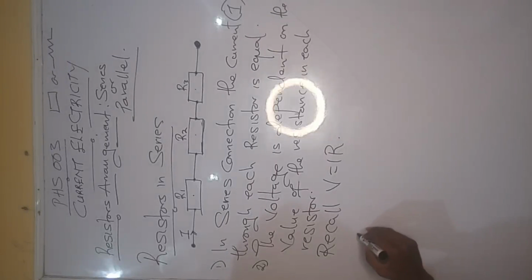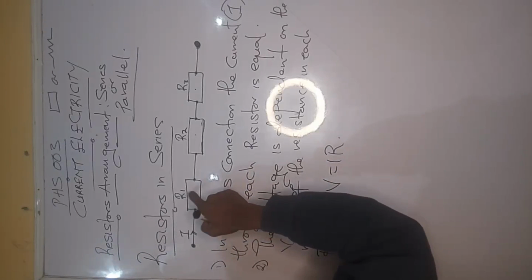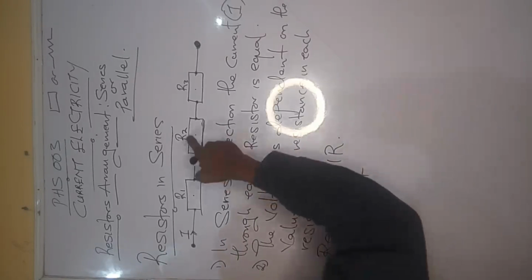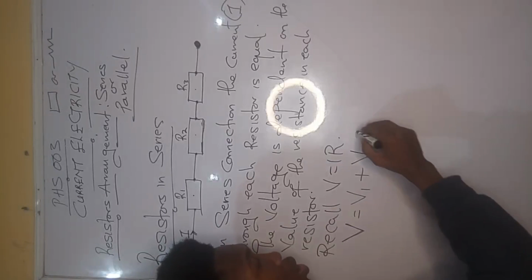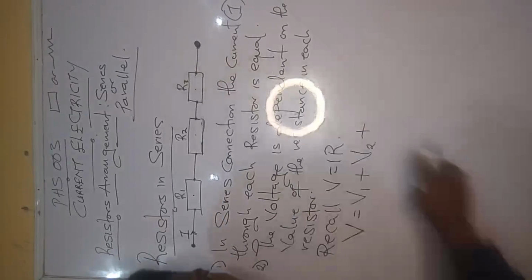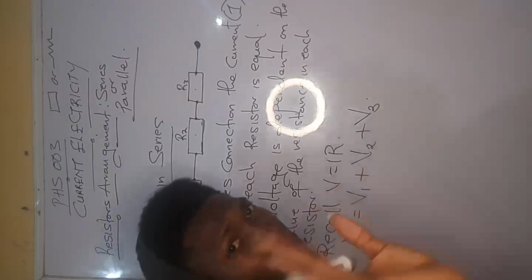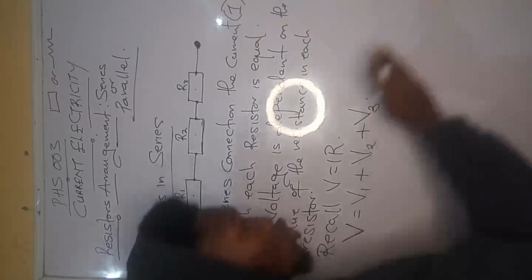That means we'll be having the total V, which is our total voltage, equal to the voltage in this R, which we call V1, plus the voltage along this resistance 2, which we call V2, plus the voltage flowing across R3, which we call V3. Follow me. This thing is very important and very simple.